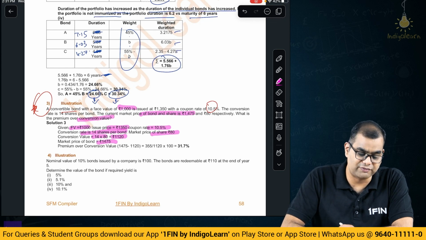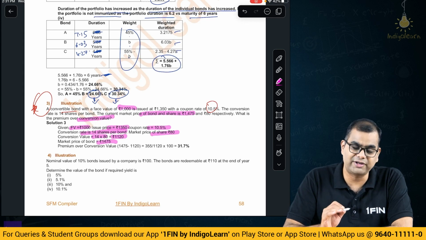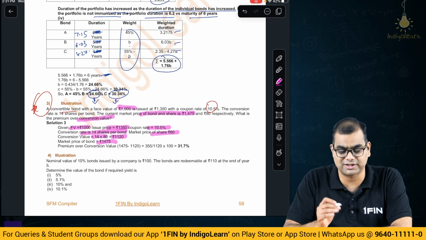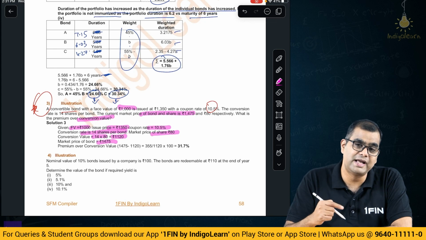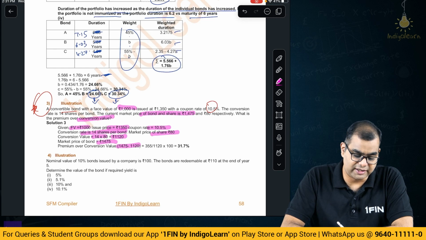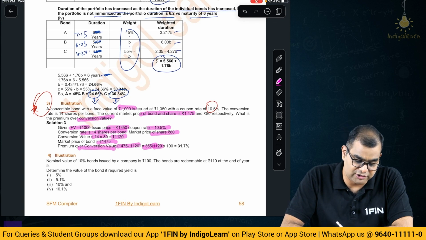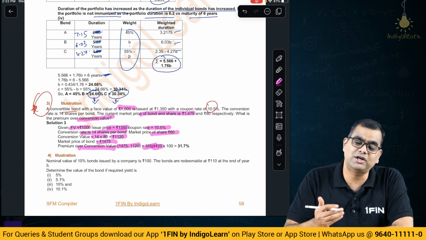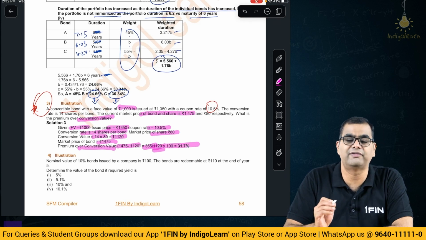What is premium over conversion value? So, this particular bond is trading at 1475, whereas the value of the equity shares that it represents, which you will get once the bond is converted, is only 1120. So, it is trading at a premium to its conversion value. So, that premium is 1475 minus 1120, which is 355 rupees. When you compute premium over conversion value, you look at the premium over the conversion value of 1120. So, 355 by 1120 into 100, you will get 31.7%.